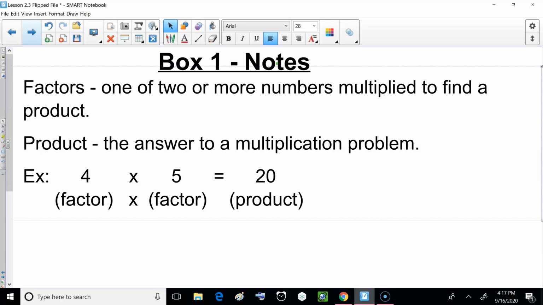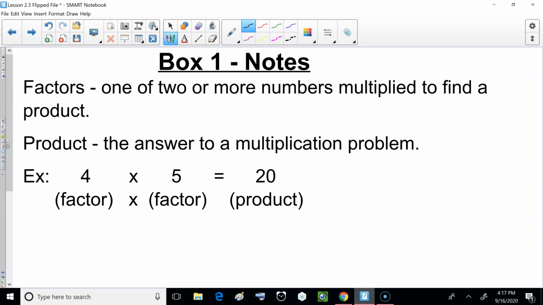So box one of your notes, we'll write down these notes. Factors, which we tried to talk about in our other video, are one of two or more numbers multiplied to find a product. So notice on the bottom right here, we have 4 is a factor. The number 5 is a factor. What is a product? The product is the answer to a multiplication problem. So you can pause your video right now and write down this information about our vocabulary as it helps us with being better math students.